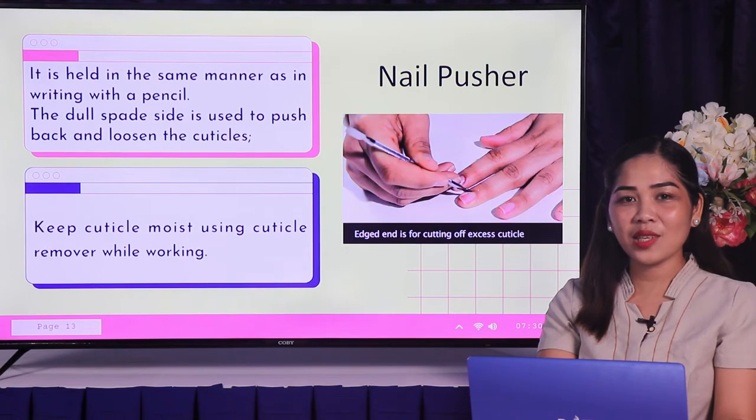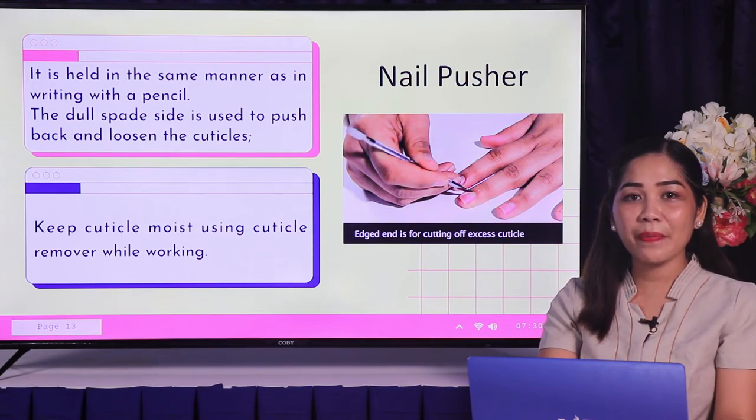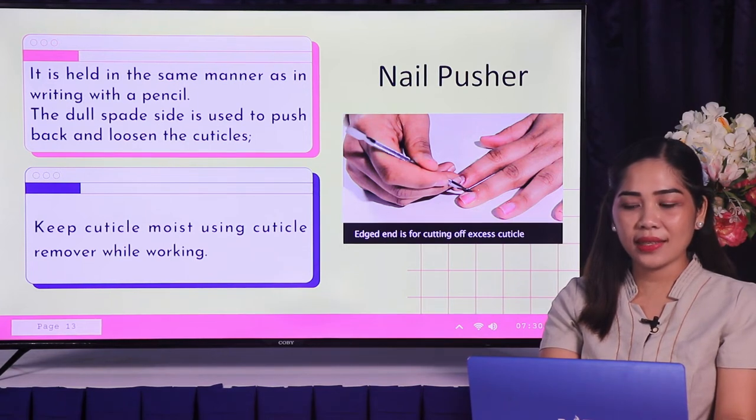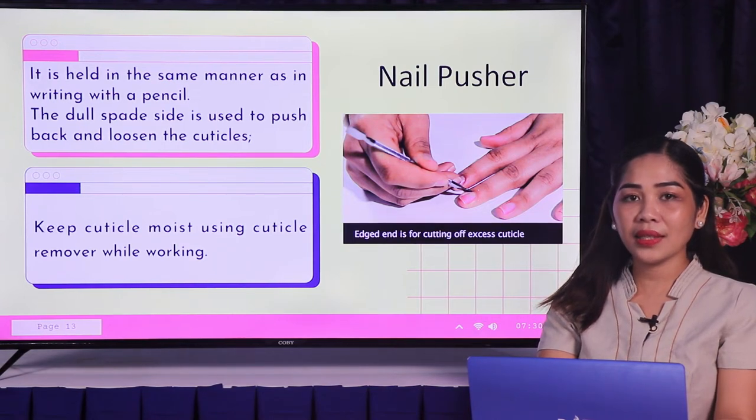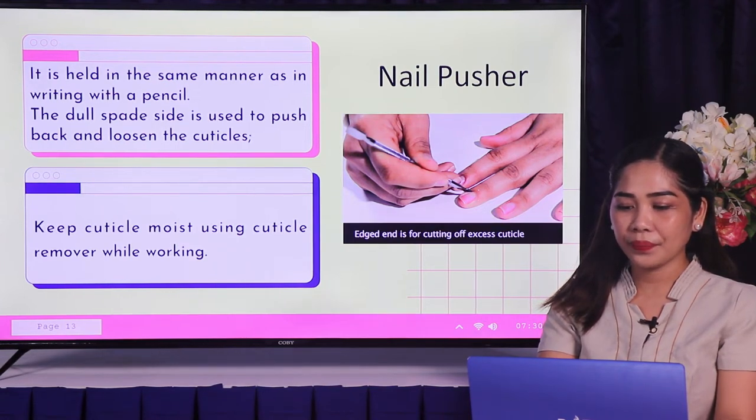Another tool here is the cuticle nail pusher. Like the orange wood stick, it is held in the same manner as in writing with a pencil. The dull spade side is used to push back and loosen the cuticles. Make sure that you keep the cuticle moist using cuticle remover while working.